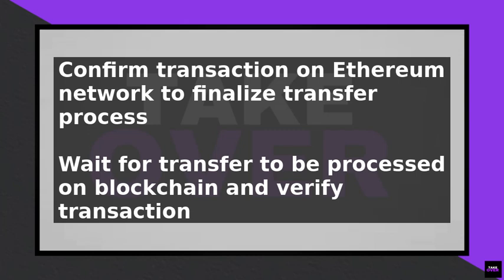In summary, transferring an NFT in MetaMask involves navigating to the Collectibles tab, selecting the NFT to transfer, entering the recipient's Ethereum address, reviewing and confirming the transaction, and waiting for the transfer to be processed on the blockchain. Always ensure to double-check the recipient's address and to keep your wallet secure to avoid any potential issues.